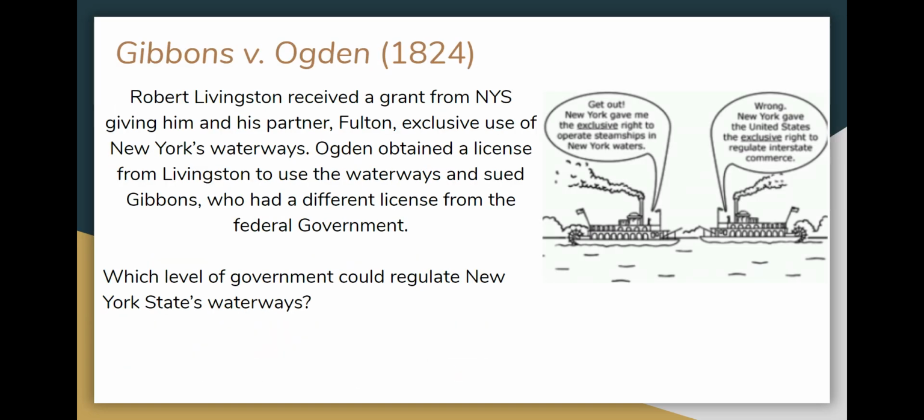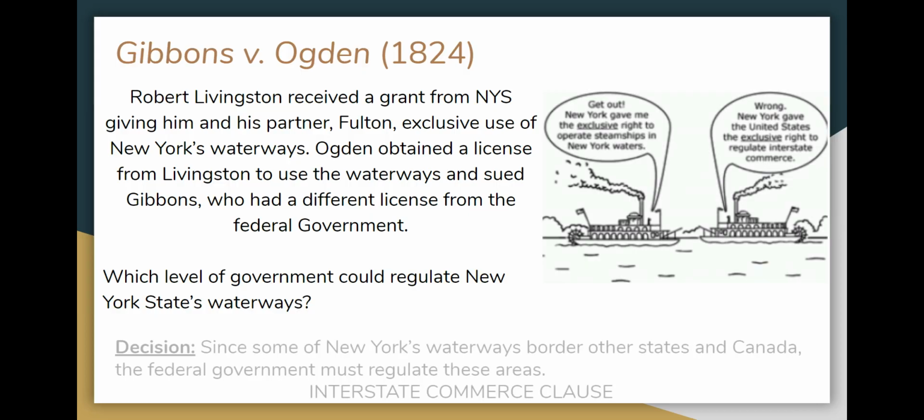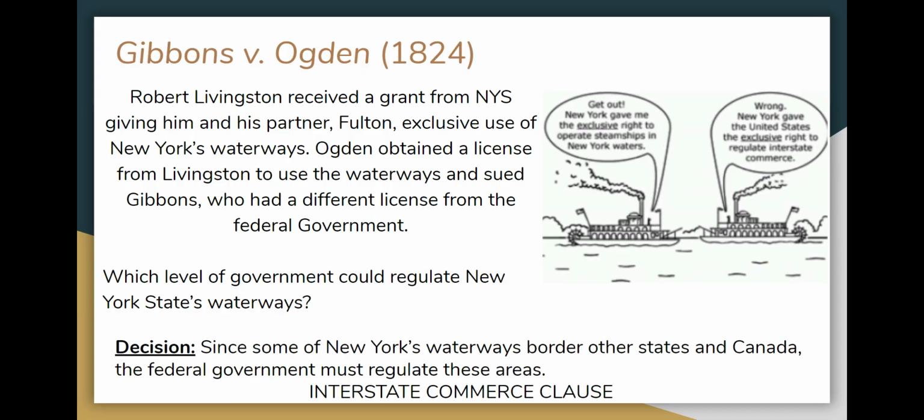A similar one. Robert Livingston received a grant from New York State, giving him and his partner, Fulton, exclusive use of New York's waterways. Ogden obtained a license from Livingston to use the waterways and sued Gibbons, who had a different license from the federal government. What level of government could regulate New York State's waterways? This is the question. And the decision is that since some of New York's waterways border other states and Canada, the federal government must regulate these areas.